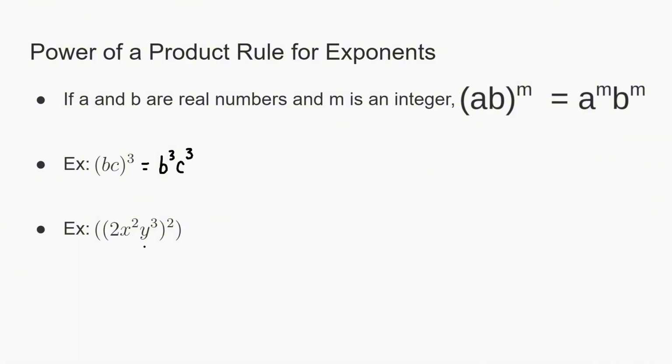What about this one? This one is also similar. So we're going to start off with the 2. So 2 to the 2nd power is going to be 4. And then we have x to the 2, to the 2nd power, so it's going to be x to the 4th power, right? Because 2 multiplied by 2. And now we have y to the 3, to the 2nd power, so it's going to be y to the 6th. Basically, the idea is that you can separate these out. So multiply this one first, then this one, then this one.